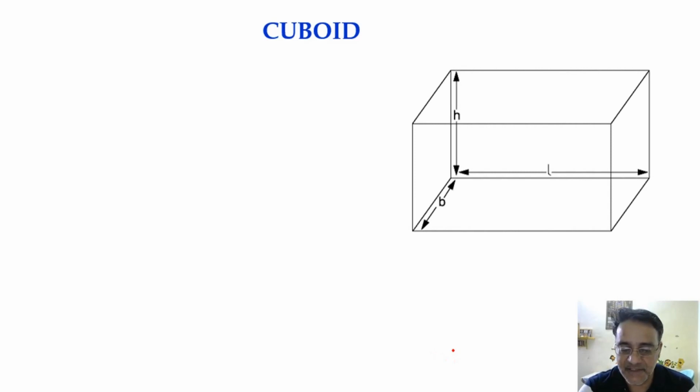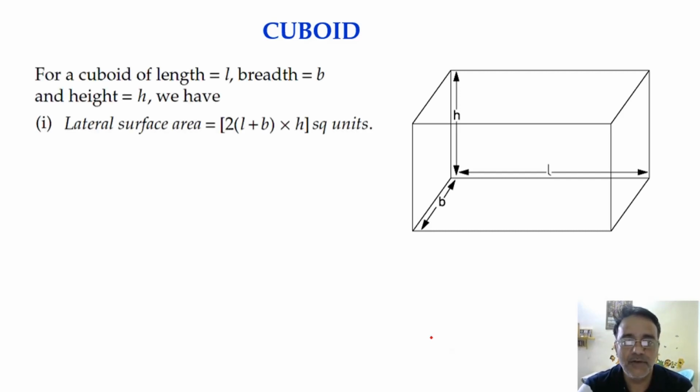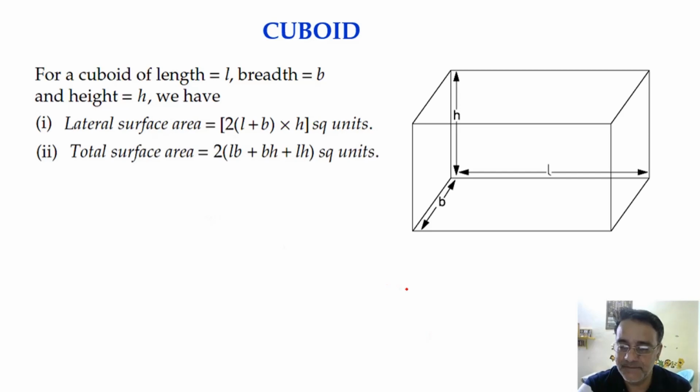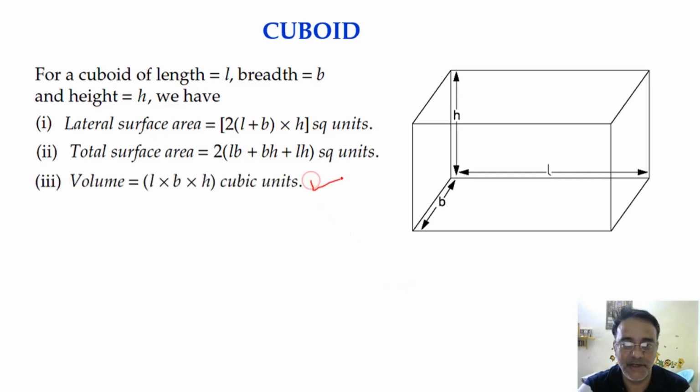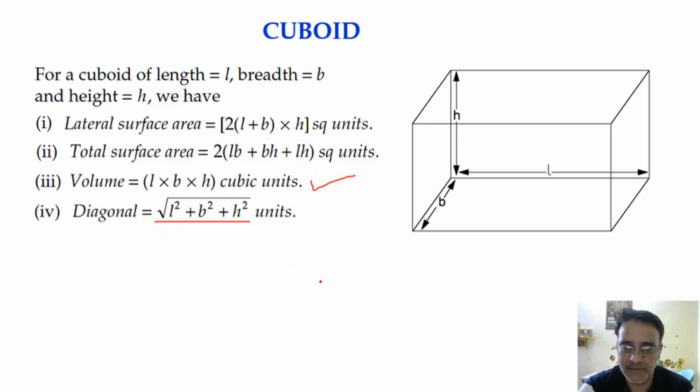What is the lateral surface area of a cuboid? 2 into (L plus B) into H. Very good. What is the total surface area? 2 into (LB plus BH plus HL). Very good. What is the volume? L into B into H. Very good. Now, the diagonal is given by this formula, root over L square plus B square plus H square.